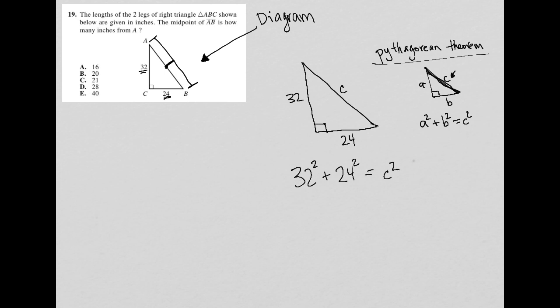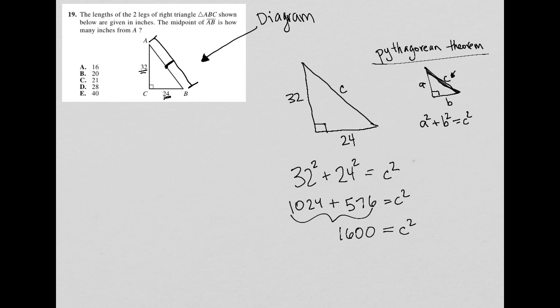I'm going to go to my calculator, and I'm just going to solve this out. So 32 squared is equal to 1,024. And 24 squared is equal to 576. And then when I add those two numbers together, so 1,024 plus 576, I get 1,600. So 1,600 equals C squared.